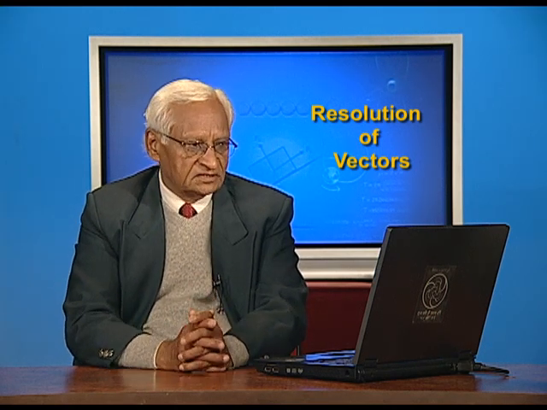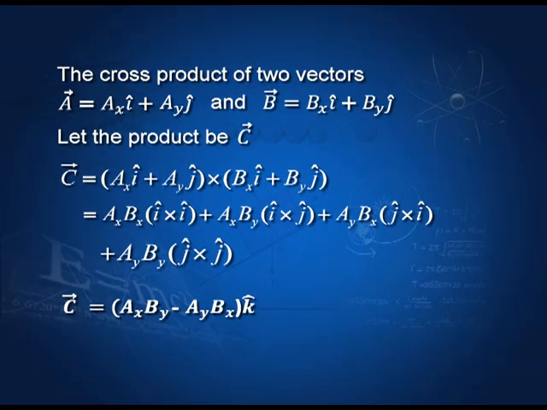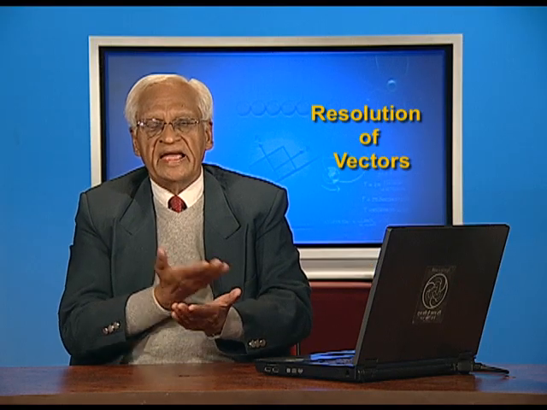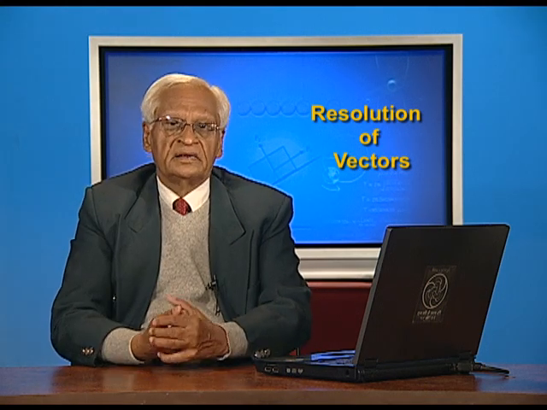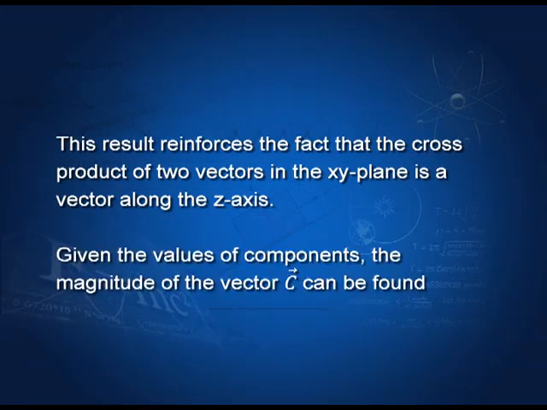So, let me repeat this. The cross product of two vectors A, which is equal to Ax i cap plus Ay j cap, and vector B, which is equal to Bx times i cap plus By times j cap, their product is C, and if you use the rule of products between the unit vectors, you must get it along the k direction, because A and B are in the xy plane. Therefore, their product has to be in the direction of z, and given the value of the components, you can find the magnitude of C.